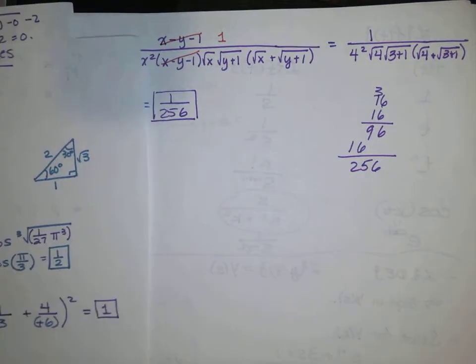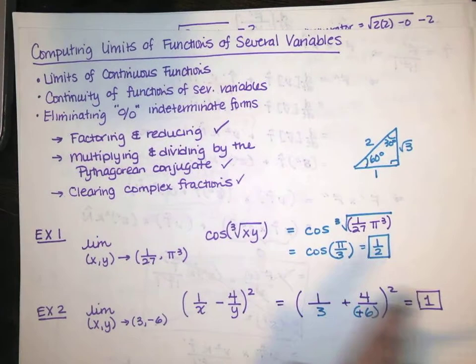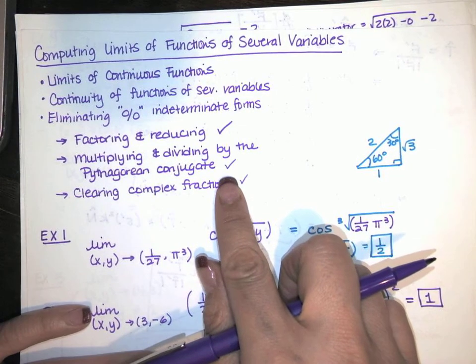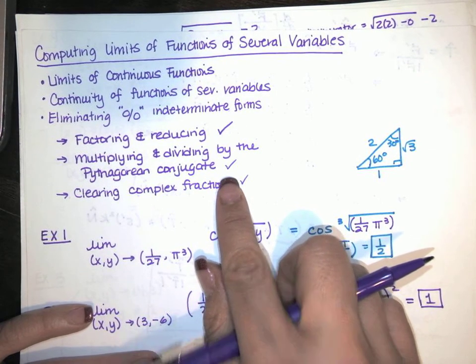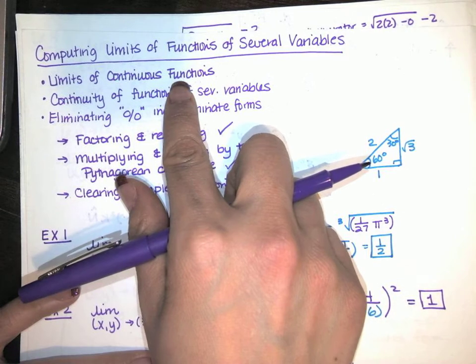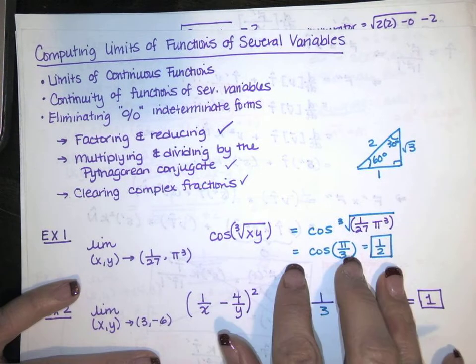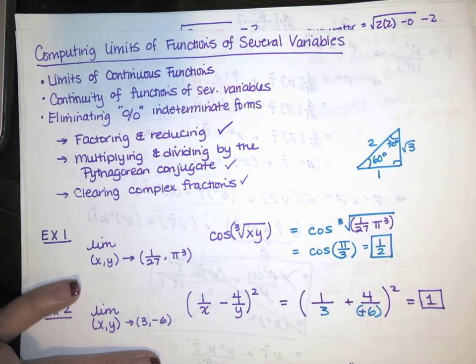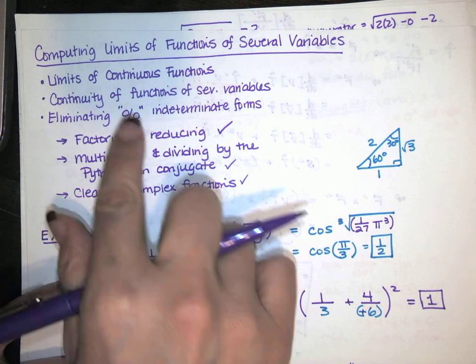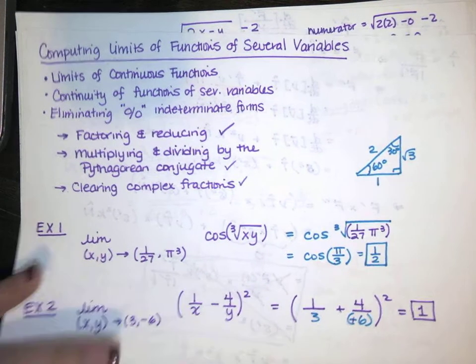Okay, guys, so that is eliminating our 0 over 0 indeterminate forms. Now, we've talked about limits of continuous functions. We said if you can plug in the value and you get the right thing out, then the function is continuous there. I want to give you the formal definition of continuity.